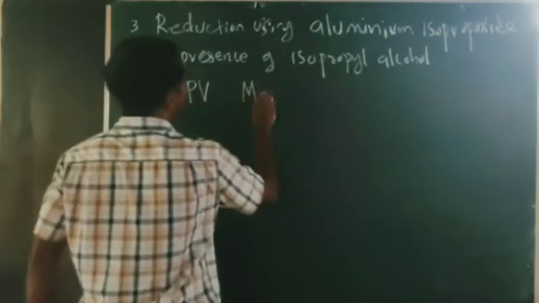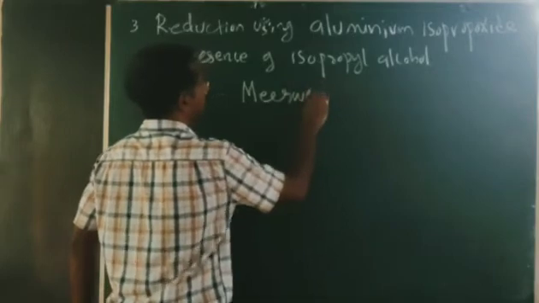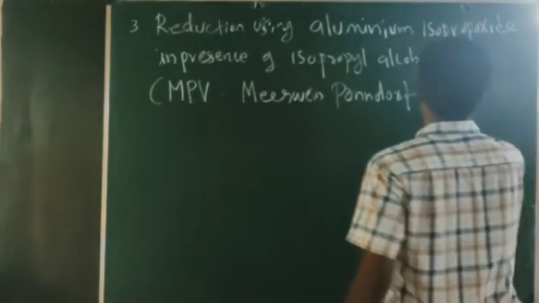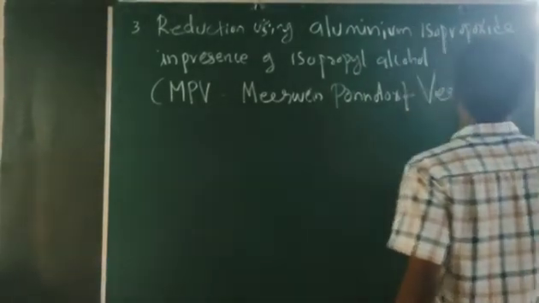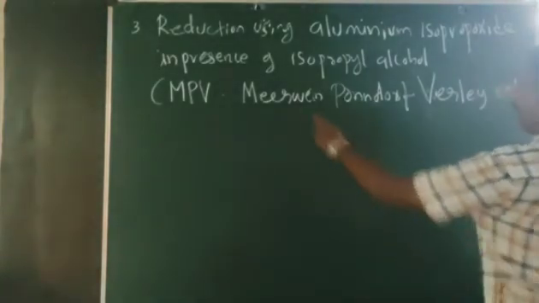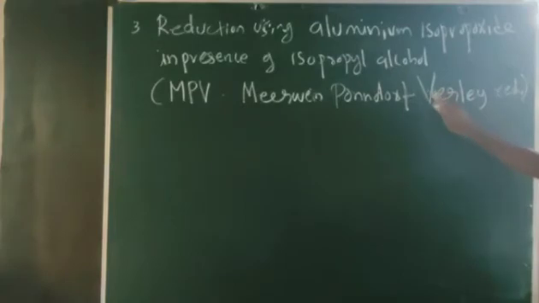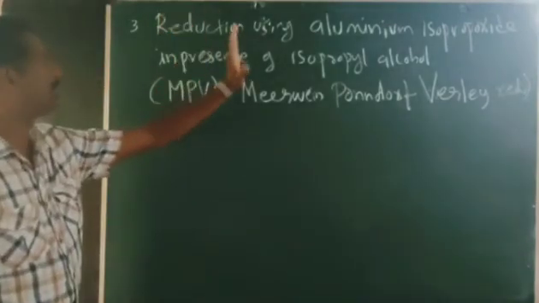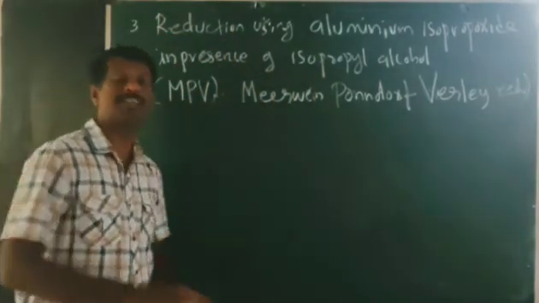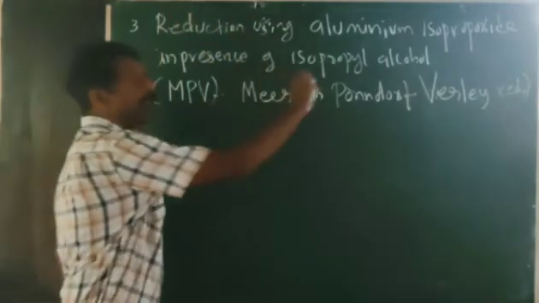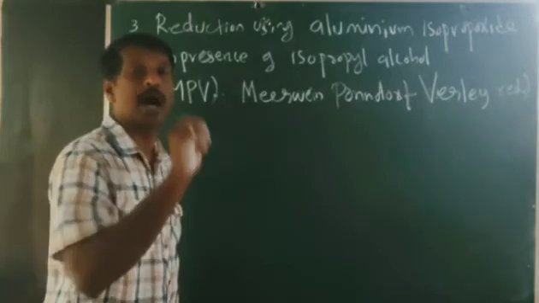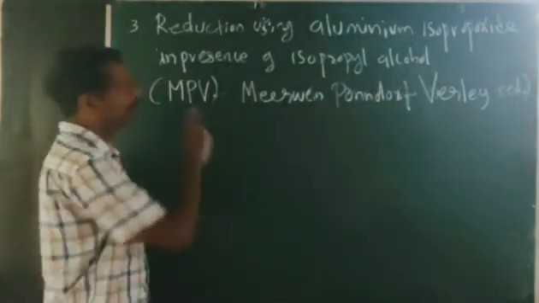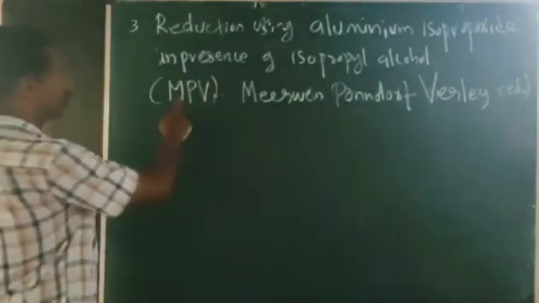That means Meerwein-Ponndorf-Verley reduction, which is known as MPV reduction. MPV reduction: reduction using aluminium isopropoxide in presence of isopropyl alcohol. Reduction of aldehydes and ketones using aluminium isopropoxide in presence of isopropyl alcohol is known as Meerwein-Ponndorf-Verley reduction, or MPV reduction.